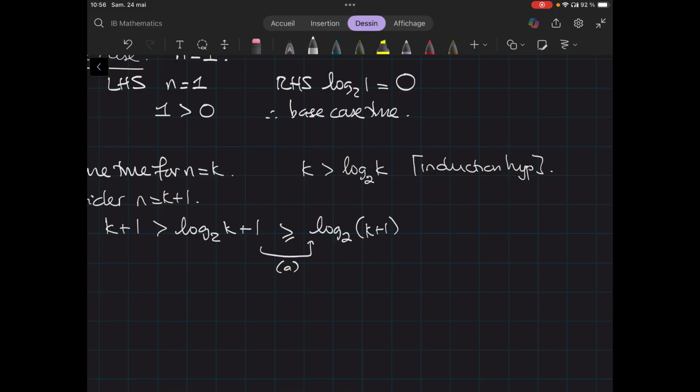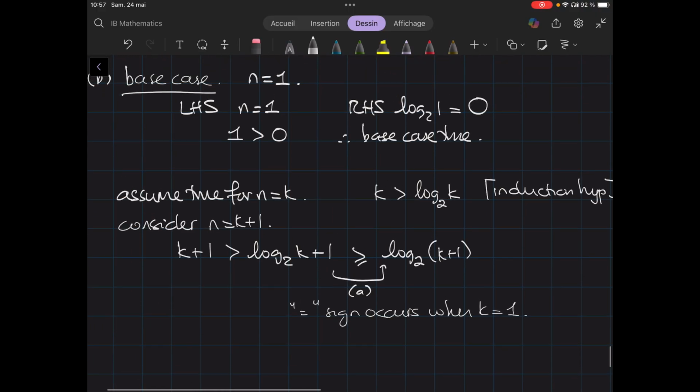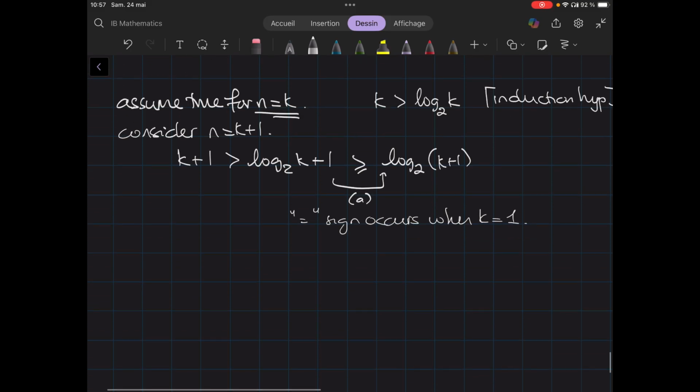However, for what value of k is this true? The equal sign only occurs when k is equal to 1. However, we proved that the base case is true, and now we're assuming the statement holds true for any value of n which is greater than 1. Thus, log base 2 of k plus 1 is strictly greater than log base 2 of k plus 1.